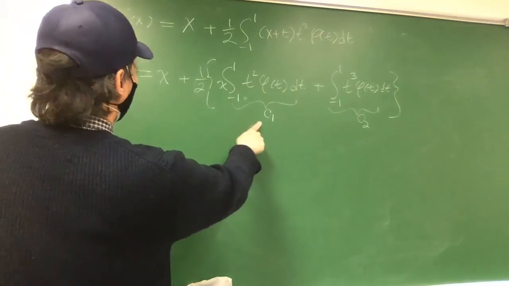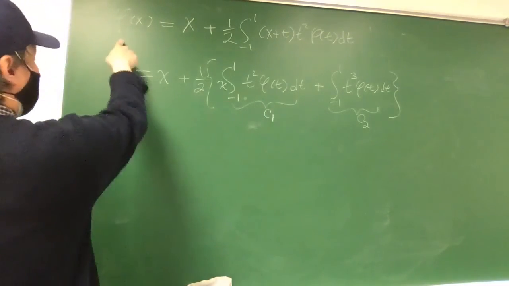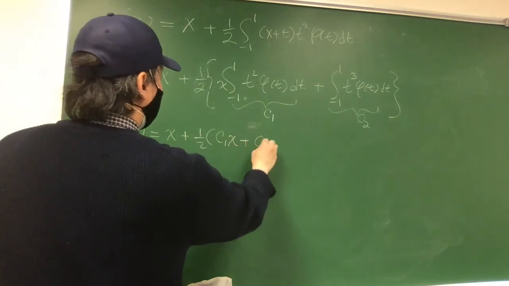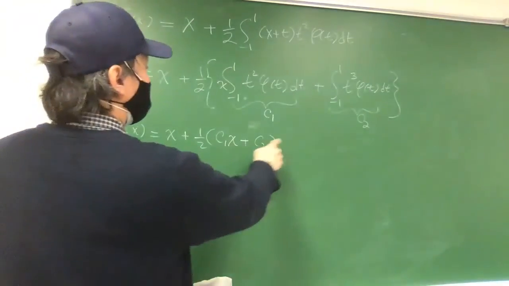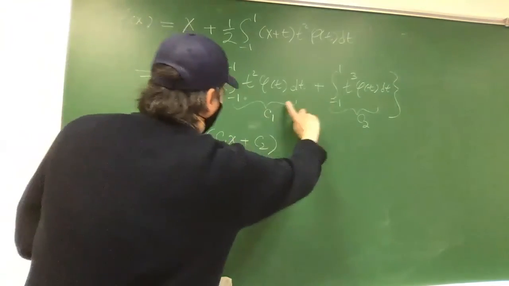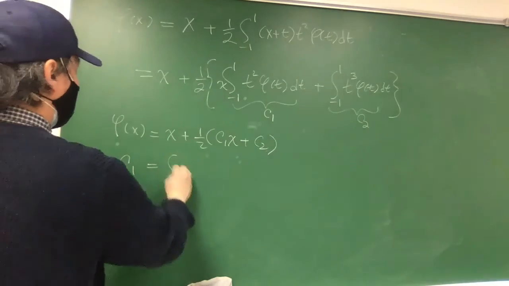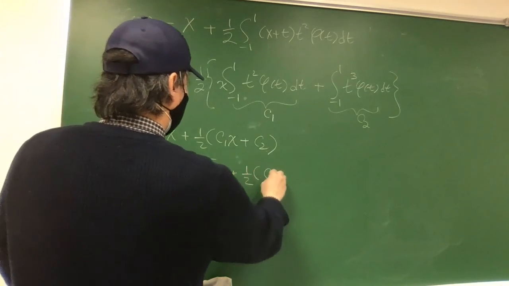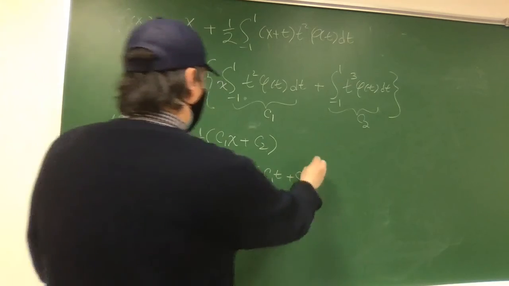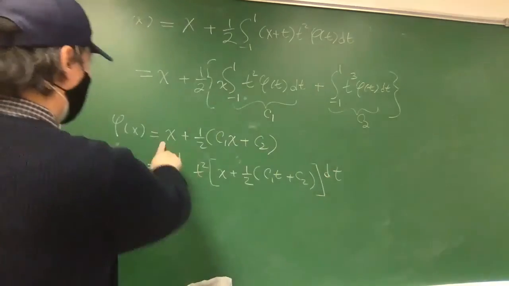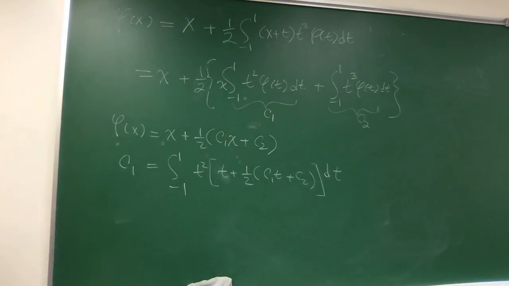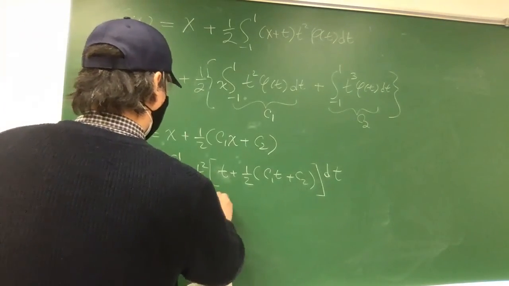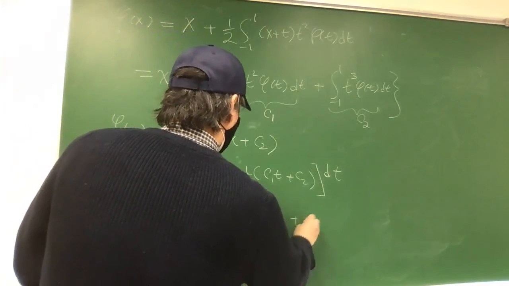Now the equation you want to solve is plug that in. Or you write phi first, phi x is x plus 1/2 c sub 1 x plus c sub 2. Okay, so that's the form of your solution. And then you put it back to these two. So c sub 1 is equal to the integral from -1 to 1 of t squared multiplied by x plus 1/2 c1 times t plus c2 dt. Oh, this is t, sorry. Okay, and c sub 2 is likewise, except that it is t cubed times x plus 1/2 c1 t plus c2.